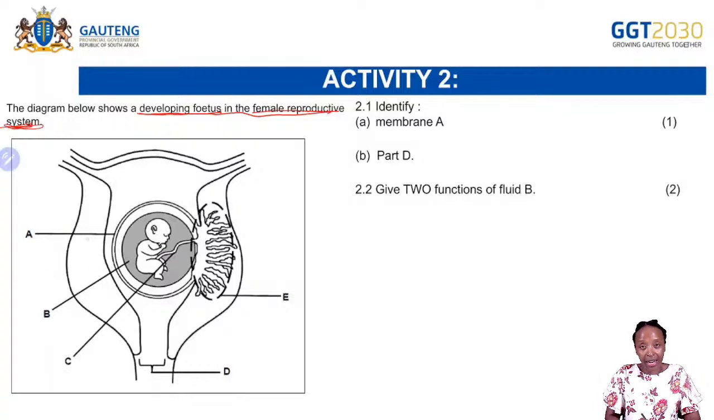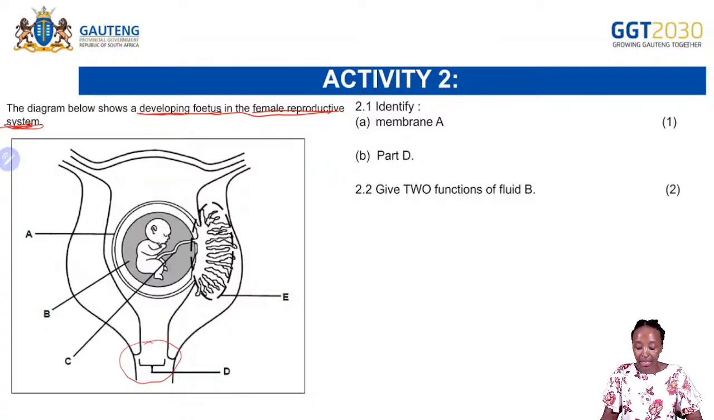And then if we try and identify all the labels, we are looking at A, which is the extra embryonic membrane that is called the chorion. We are looking at B, which is the fluid that surrounds the growing fetus. That is the amniotic fluid, and it is in the amniotic sac. And we're looking at C, which connects the fetus to the mother, and this is what is called the umbilical cord. And we're looking at E, which is called the placenta. And then the last part there at the bottom, this is what we call the cervix. Remember your labels from the female reproductive system. So we've labeled everything. So we know now we are ready for the questions because we have identified all the parts that we labeled there.